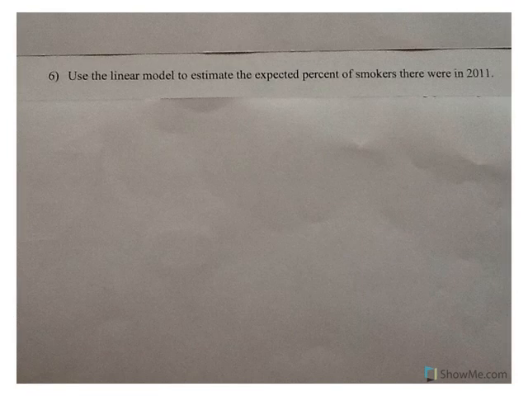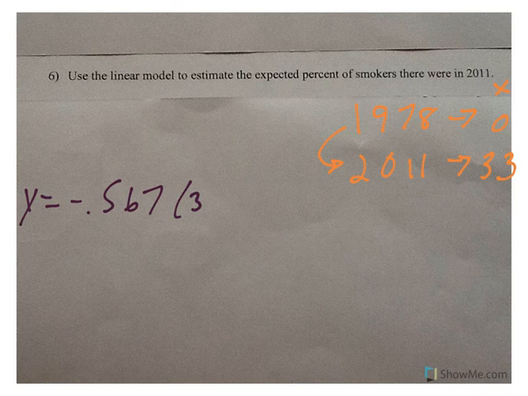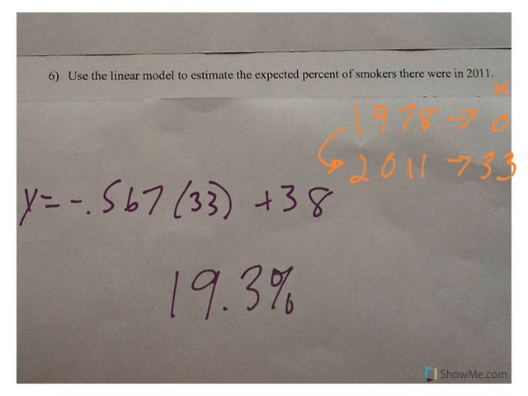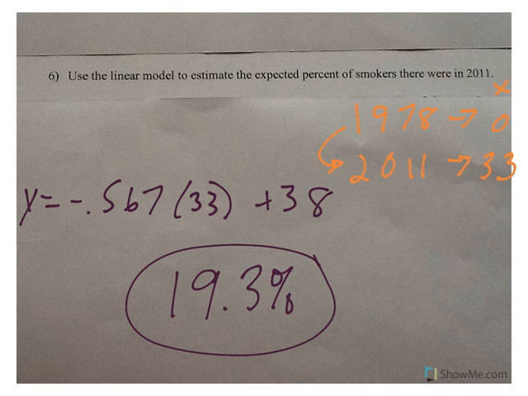And the last one, use the linear model to estimate the expected percent of smokers in 2011. Okay, once again, in 1978, our x value was 0. So 2011, how many years later is it? Well, you can subtract those two and find out there are 33 years between 1978 and 2011, so my x value is 33. So y equals negative 0.567 times 33 plus 38. And we should get something very close to 19.3%, which is what we would expect it to be in 2011.